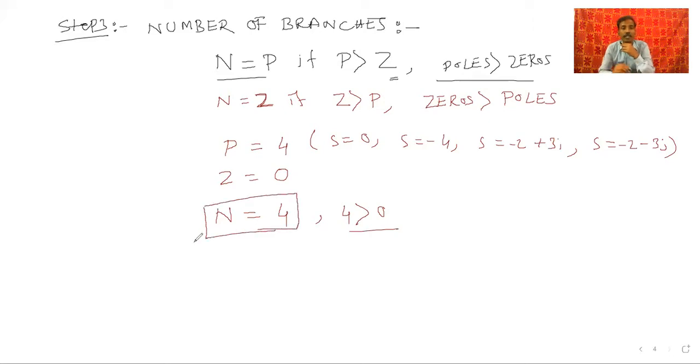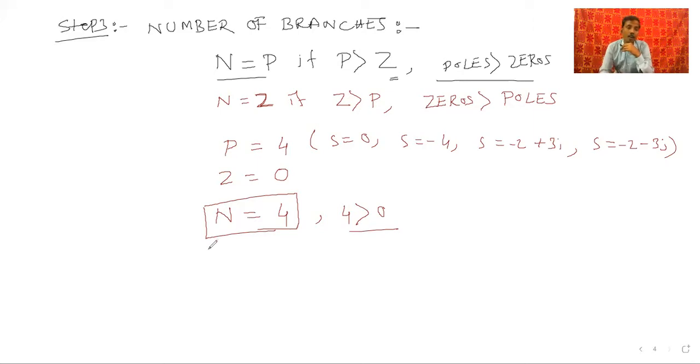This is the very important root locus step. For the root locus plot, the number of branches calculation: the number of branches equals to 4 in this particular problem.